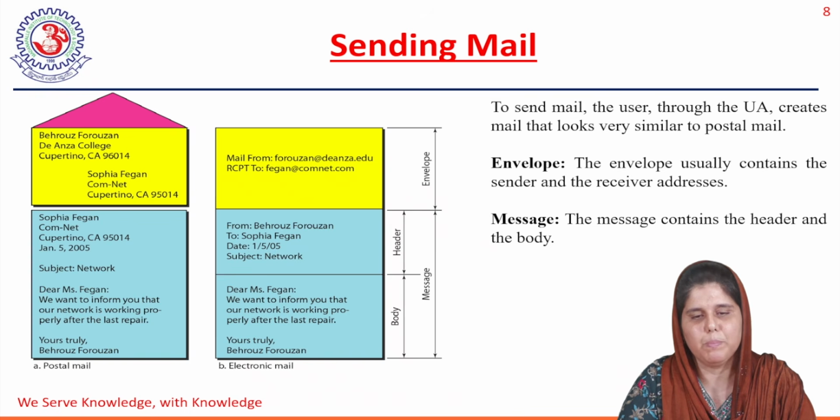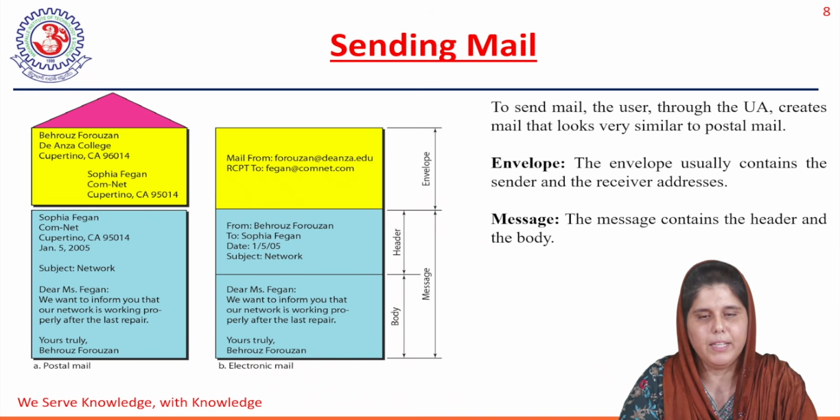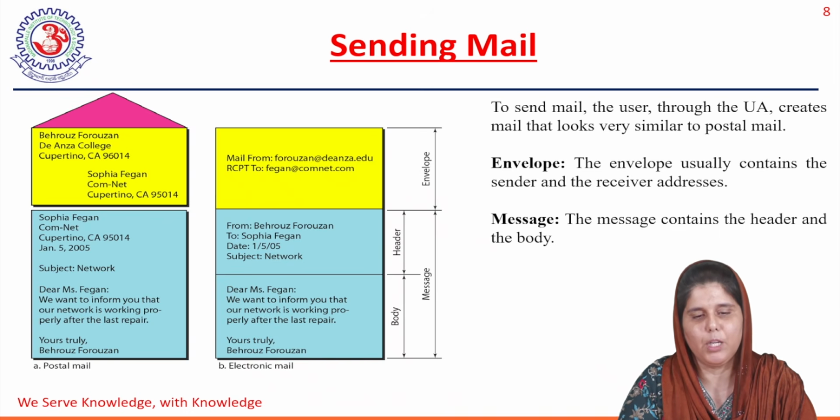So here, what is meant by envelope? Again, it usually contains the sender's and receiver's address, and the message. It contains the header and the body. Header means the subject, what we are going to send, the subject we are mentioning in the mail. That is here called the subject header, and the body means the entire content of our mail.